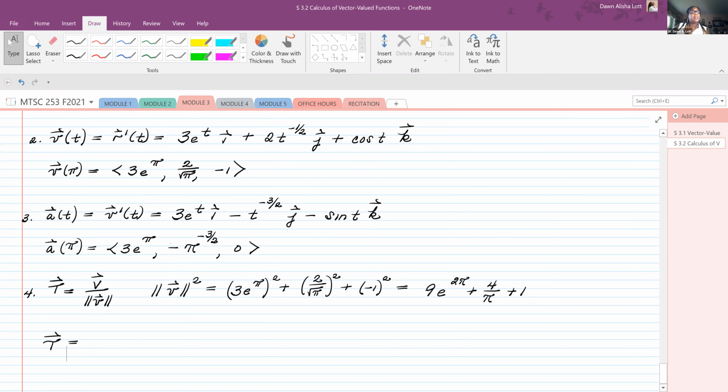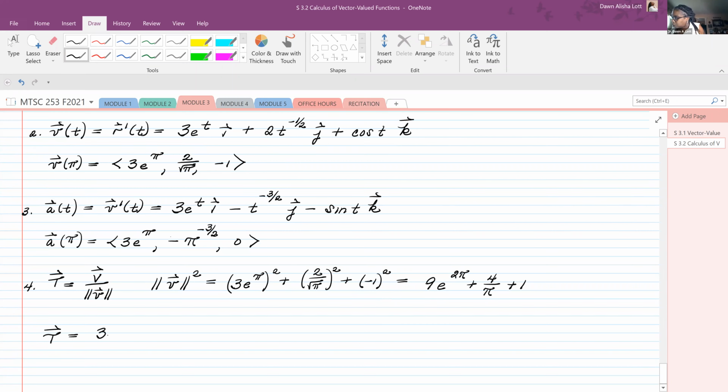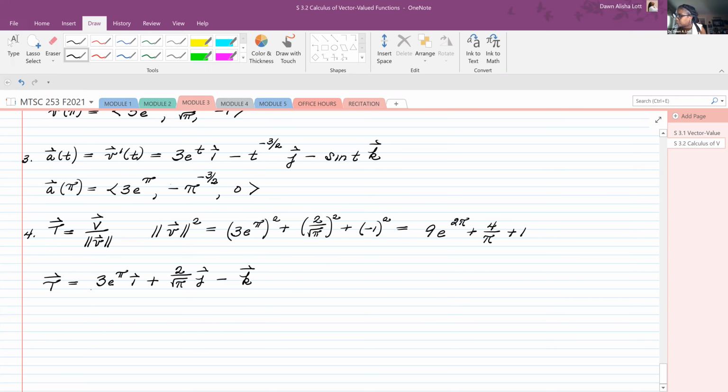It is 3e to the pi i plus 2 over the square root of pi j minus k, divided by the square root of 9e to the 2 pi plus 2 over pi plus 1.